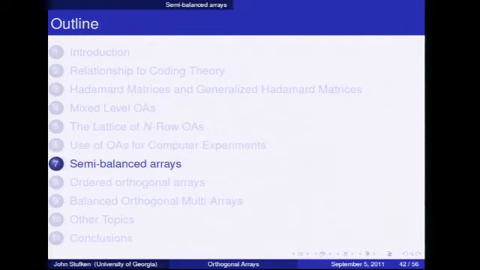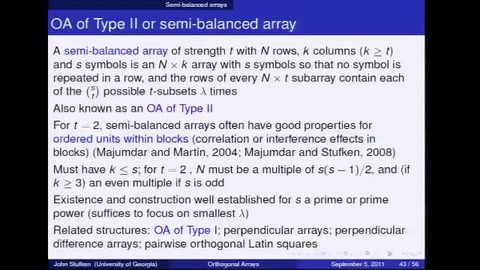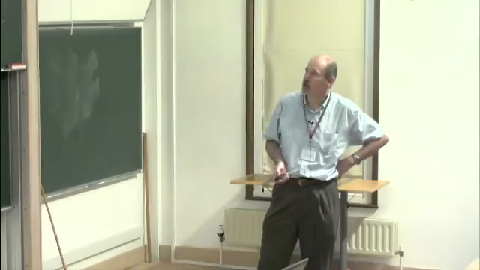Then I have some pages about some extensions, some variations on orthogonal arrays. One is semi-balanced arrays, which are defined in a similar way as orthogonal arrays, except that you're no longer demanding that every t-tuple is seen equally often as a row, but just every set of size t has to be seen equally often as a row. Don't care about the order, just the sets of size t, the t-sets. You should see them equally often as a row.